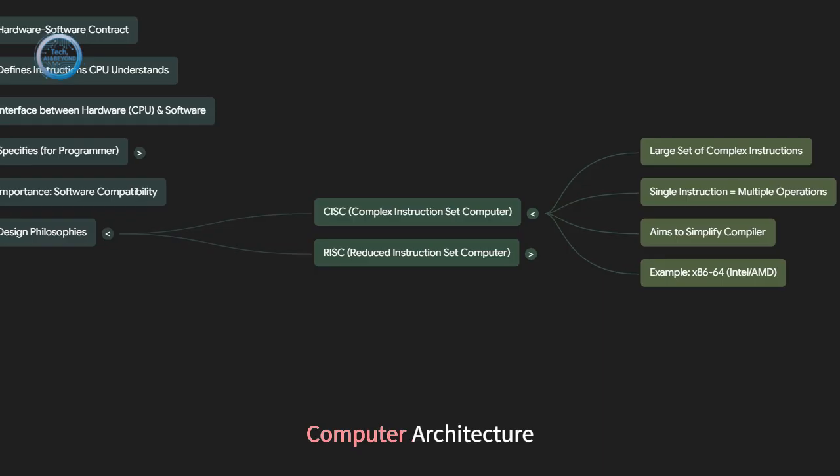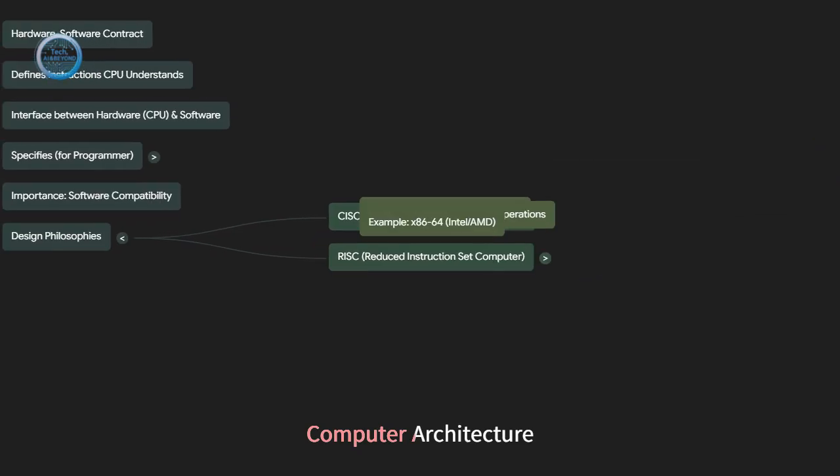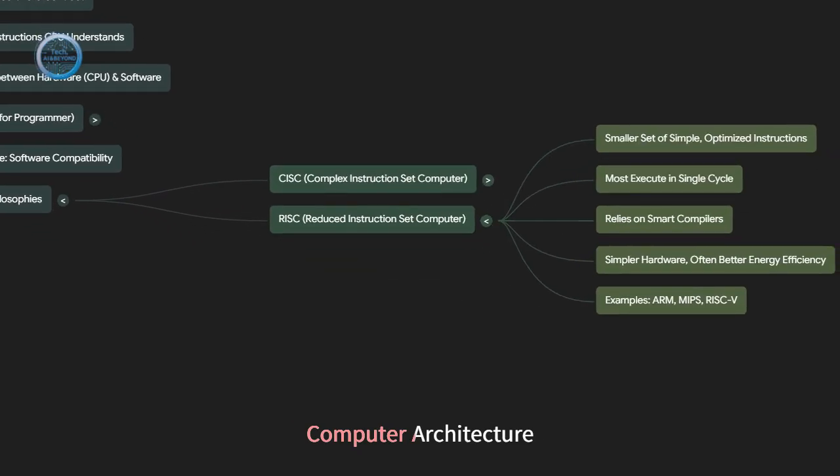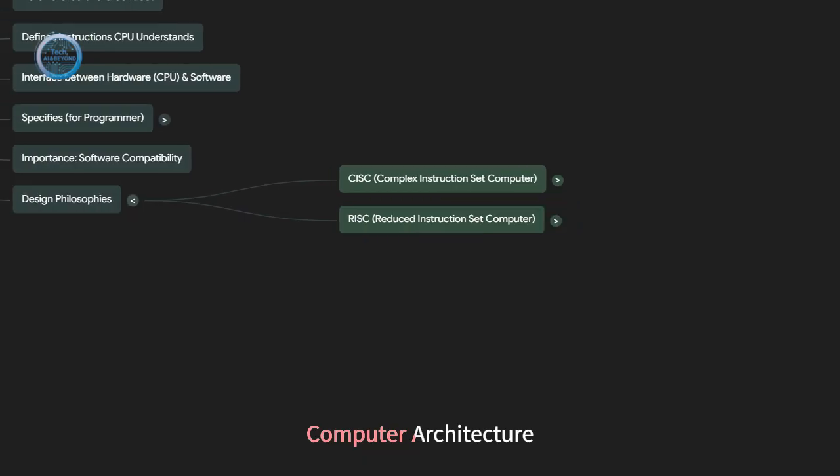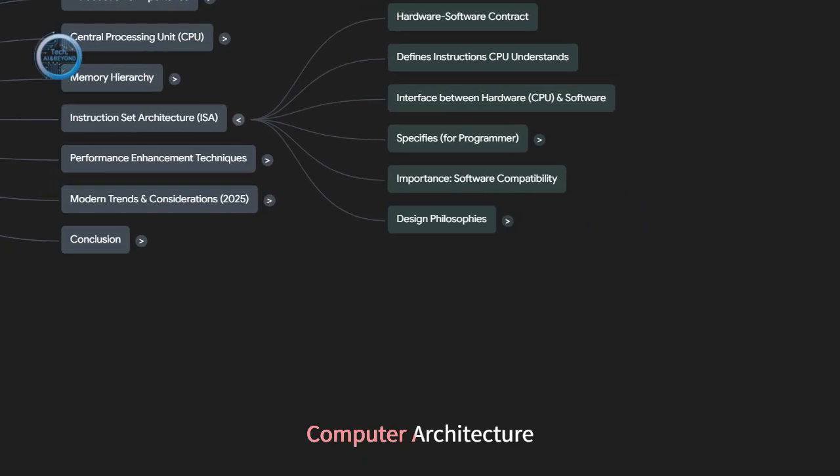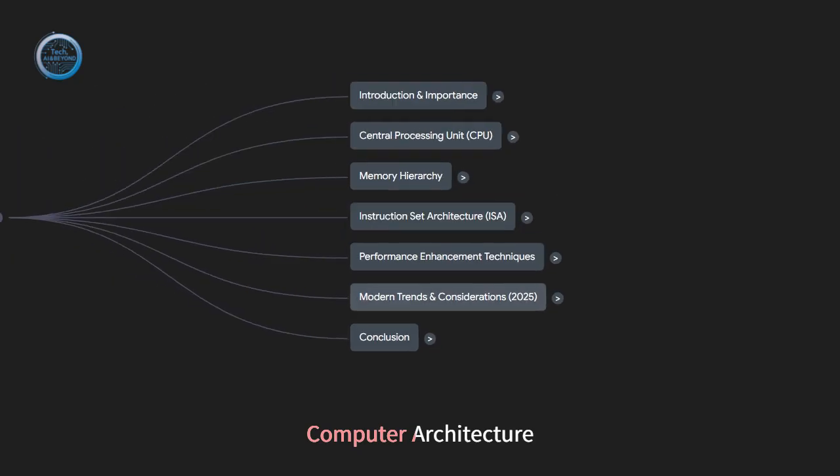The thinking was it might make compiler writing easier and potentially reduce the number of instructions needed for a given task, maybe saving memory, which used to be very expensive. The classic example of CISC is the x86-64 architecture used by Intel and AMD. Okay, so CISC is about powerful multi-step instructions.